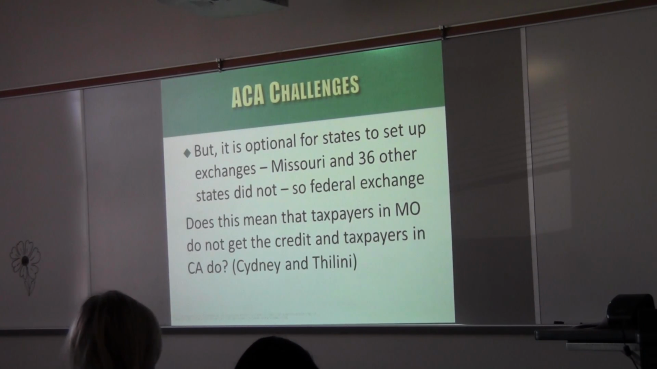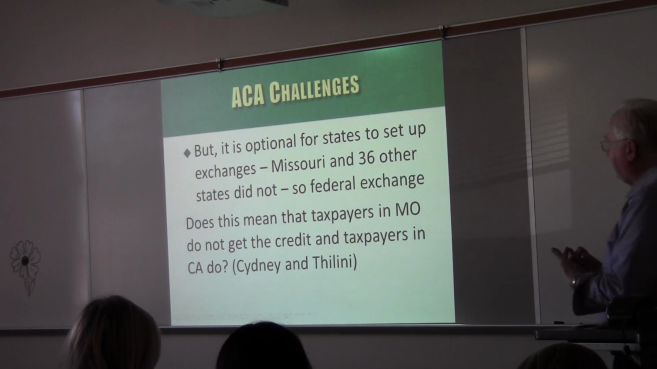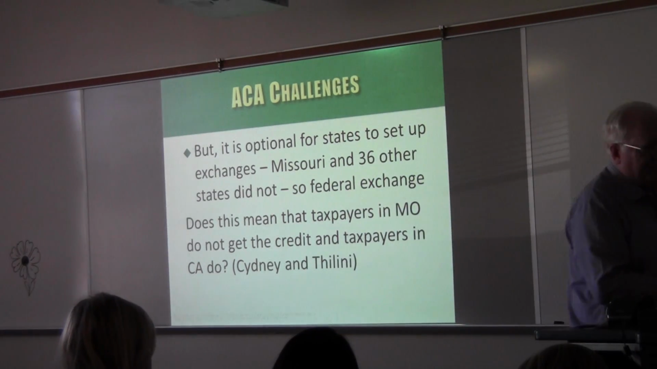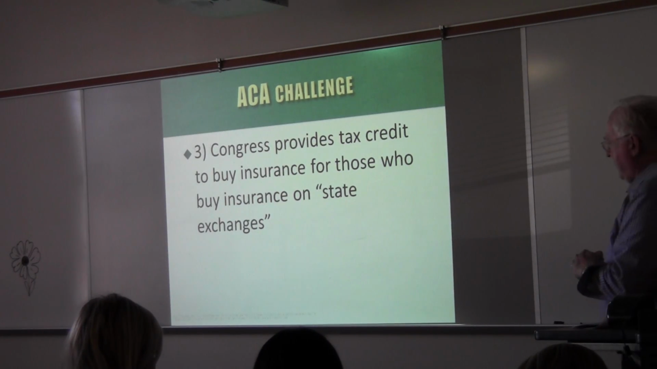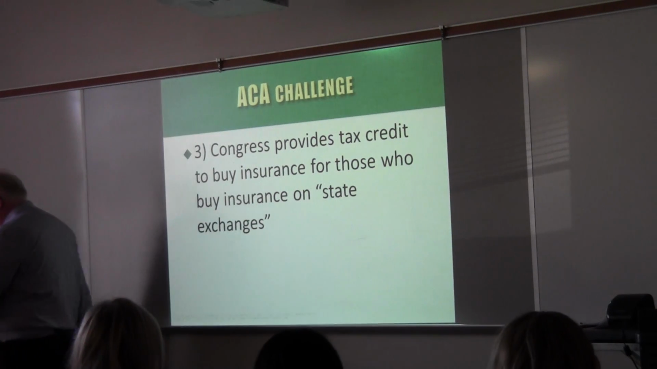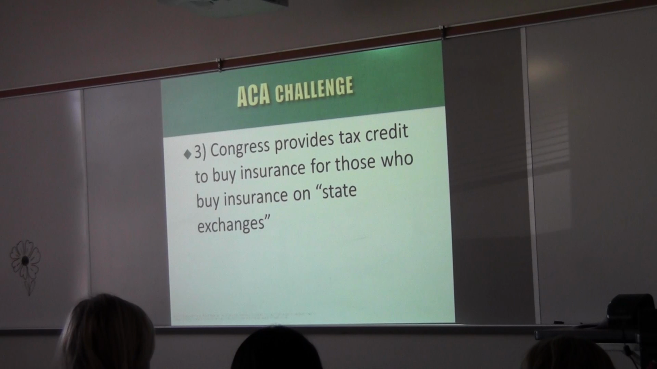Now, but it's optional for states to set up exchanges. Missouri and 36 other states did not, so therefore Sydney, a Missouri resident, would have to go to the federal exchange to buy insurance. But wait a minute. The way the system works is you go to the federal exchange, you estimate your income, and then they compute how much of a tax credit you would get to buy insurance.